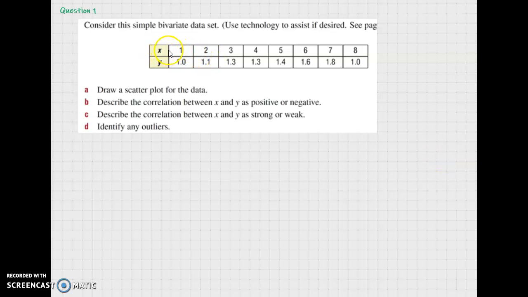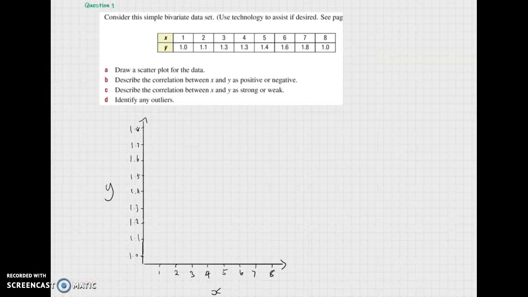Looking at my x variables, I need to have a scale that goes from 1 to 8. So I'm going to do 1 to 8 along the bottom here. My y variables start at 1, it's the lowest, and go up to 1.8 is the highest. So I'm going to do that going up here. Okay, so here's my axes. You can see I've got x running along the horizontal and y going vertically. I've just labeled them x and y because that's the information I was given here.